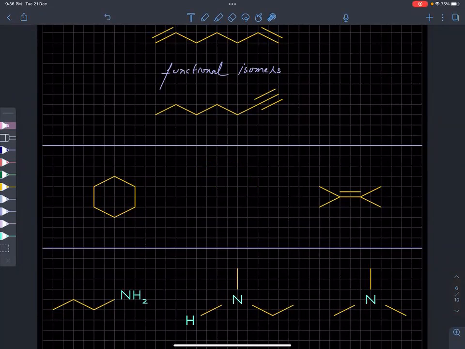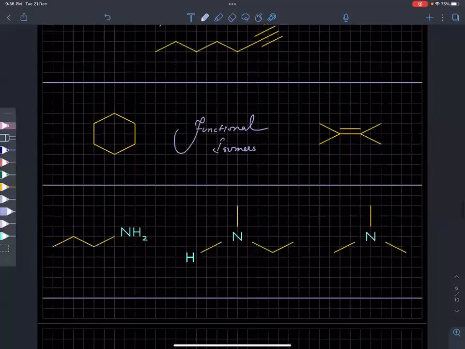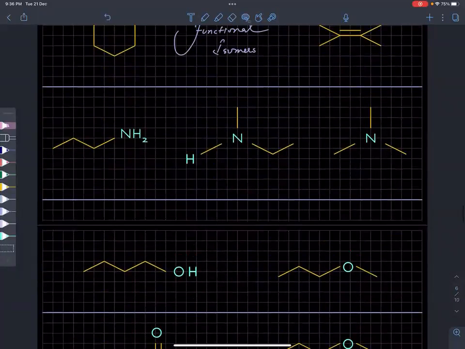Okay, so, functional isomers. These are functional isomers. Clear? Yes, sir. Because one is an alkane, even though it is a cyclic alkane, it is still an alkane, and one is an alkene. What about these three?